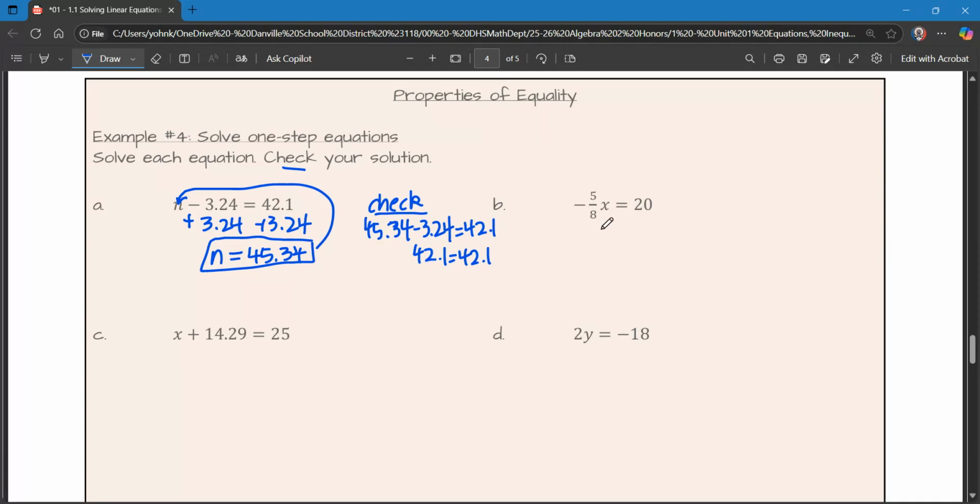All right, letter B, negative 5/8 x equals 20. Well, we've got negative 5/8 x here. It's being multiplied, so I have a couple options. The first option is to divide both sides by negative 5/8. When you do that, you have to remember that when you divide by a fraction, you multiply by the reciprocal. And so dividing by negative 5/8 is the same as multiplying by negative 8/5. And then you can multiply across the top to get 160, multiply across the bottom to get negative 5, divide it, and you get negative 32.